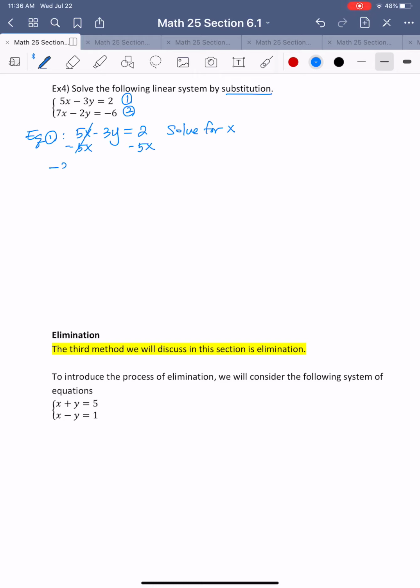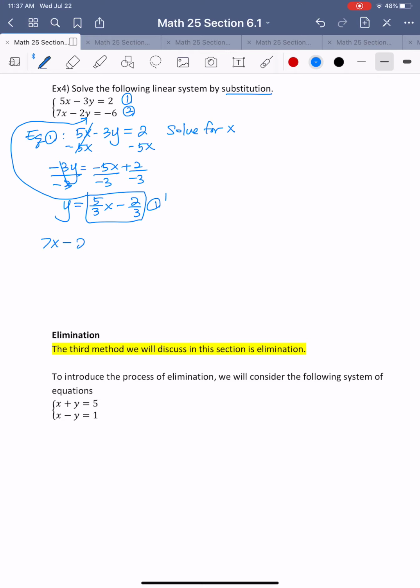So subtract 5x from both sides. I got negative 5x plus 2. And divide by negative 3. Cancel. I got 5/3 x minus 2/3. So I'm going to call this equation 1 prime. Now I'm going to substitute this one into equation 2. So I got 7x minus 2 times (5/3 x minus 2/3) equal to negative 6. And then I'm solving for x.